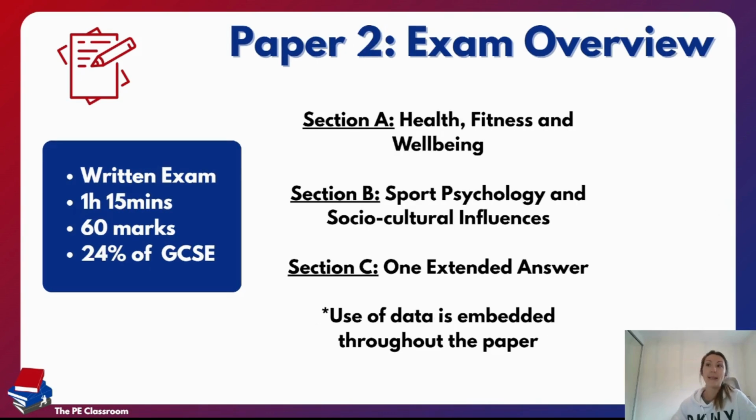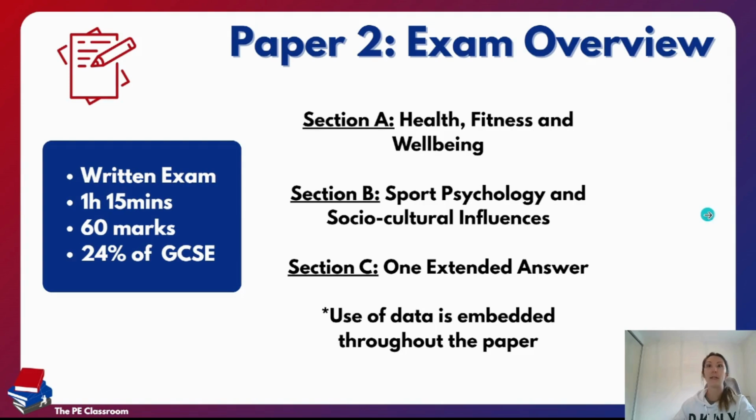Your paper 2 is an hour and 15 minutes long. It's out of 60 marks and it's 24% of your GCSE, so not as much. Again, it's split into three sections. So section A is your health, fitness and wellbeing. Section B is your sports psychology and socio-cultural influences. And section C again is an extended answer. And then again, the use of data is embedded throughout.